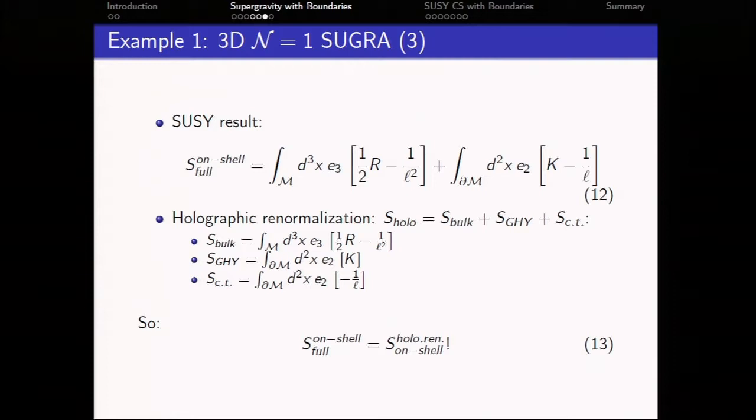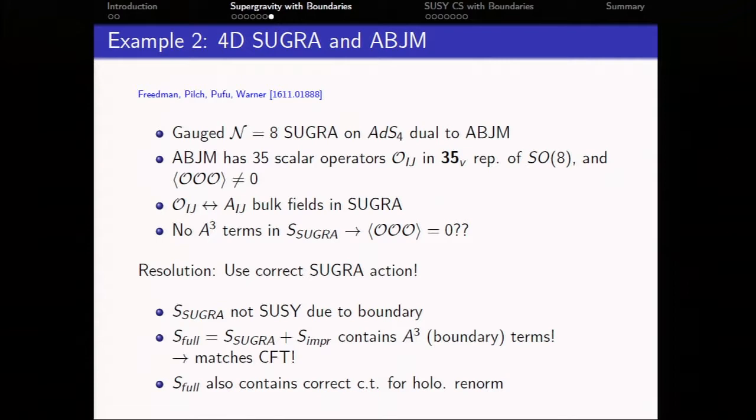At this point, you might not be too convinced or too enthusiastic about this, because really it's just another way of getting something that we know how to get from other methods. However, my second example I think is a very nice example. This is a paper by Friedman, Pilch, Pufu, and Warner from just November, and they did the same thing in four dimensions. They looked at gauged N=8 supergravity with an AdS4 background, and this is supposed to be dual to an ABJM theory in three dimensions.